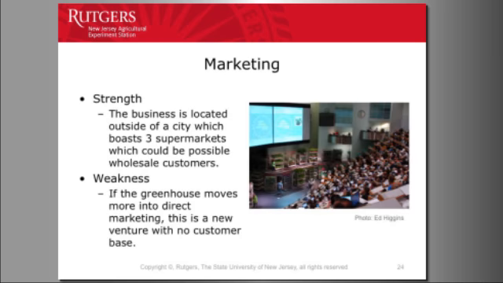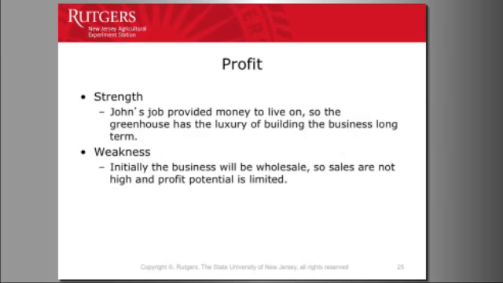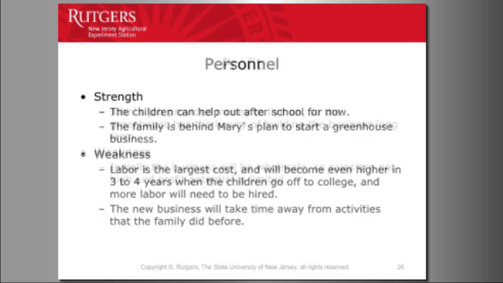Okay. Marketing. A strength is that it's located outside a city that boasts three supermarkets that could be possible wholesale customers. The weakness is if they move into direct marketing, this is a new venture that they don't have a customer base for. They bought an existing business, but it's a transition, so they don't have any experience in this area, and they would have to find new customers. In terms of profit, a strength is that John's job is providing money to live on, so the greenhouse has the luxury of building the business long term. Weakness is that it's a wholesale business, so the profit potential isn't as high as if you're doing retail, and it's a fairly small greenhouse.